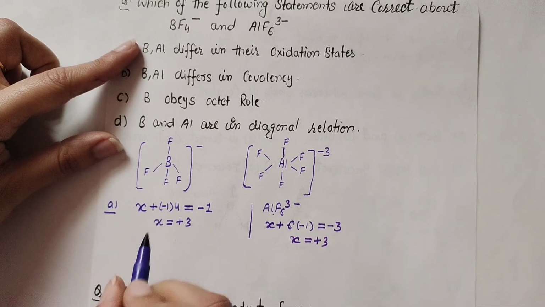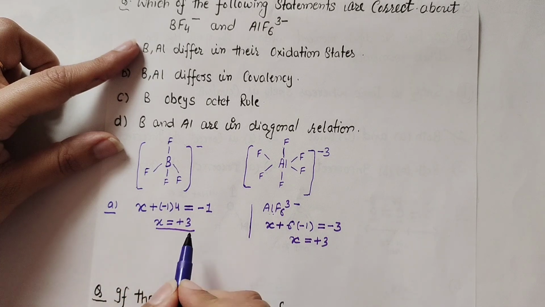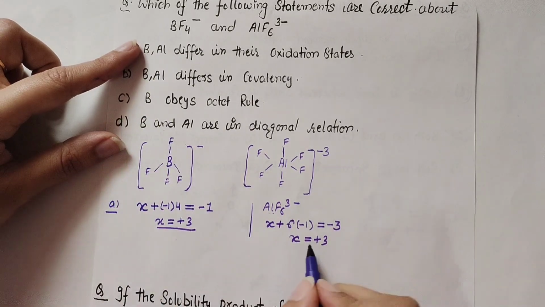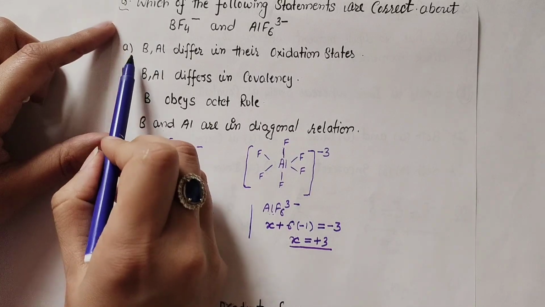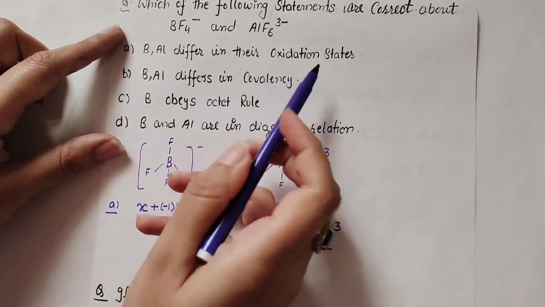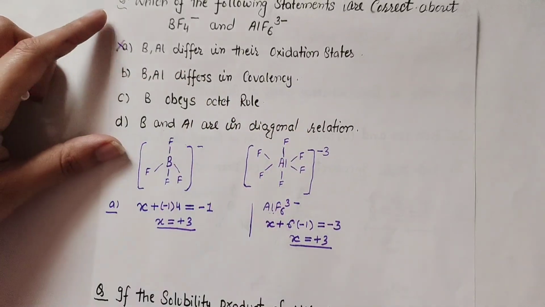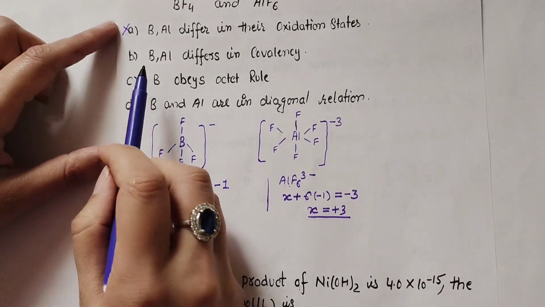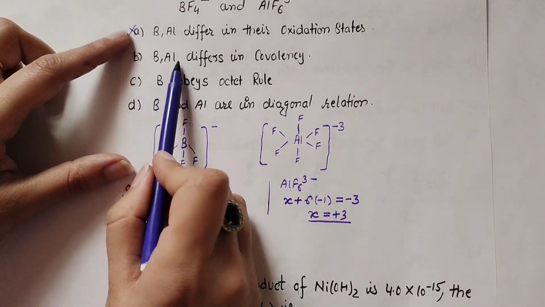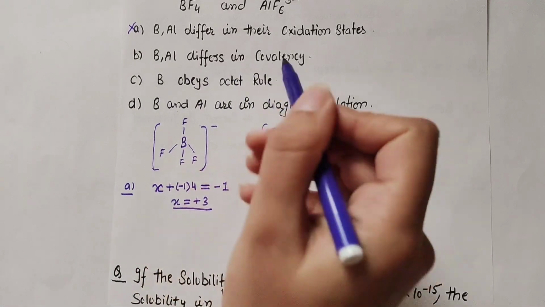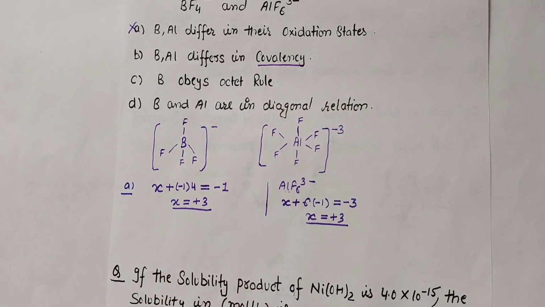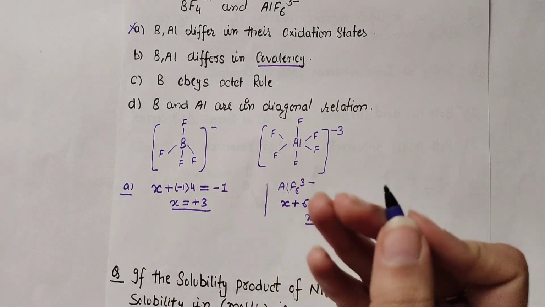So we can see that the oxidation number for both of the elements in each of the molecules is the same. So the first statement, which says boron and aluminium differ in their oxidation state, is not correct. It's false. Again, the second statement says boron and aluminium differ in covalency. What is covalency? Covalency is the combining capacity. That means how many bonds it can form.